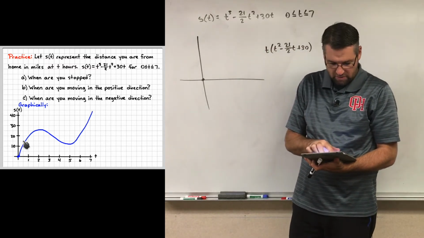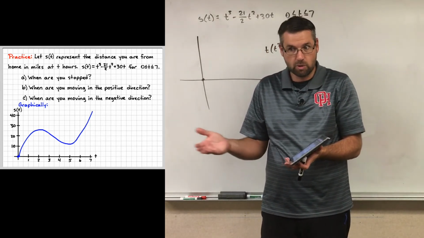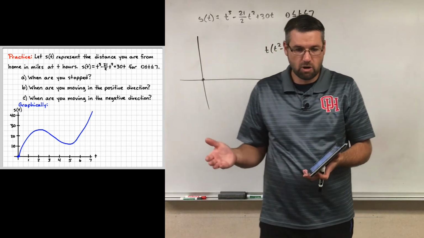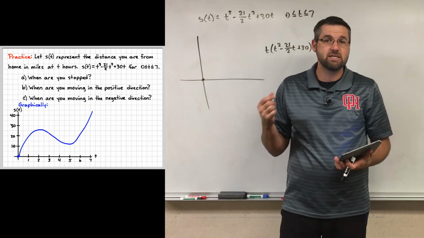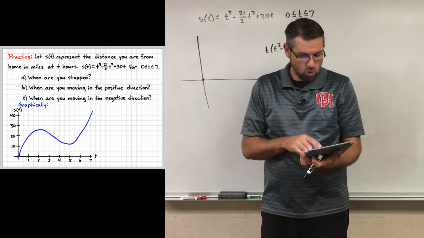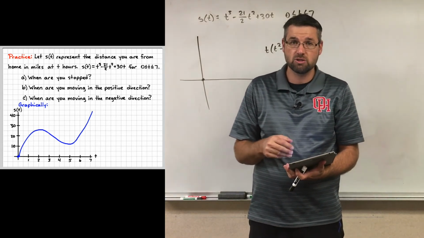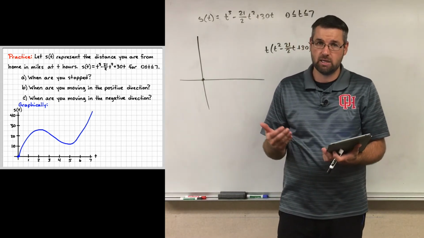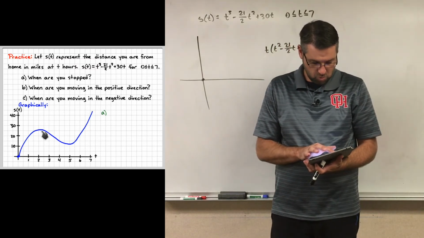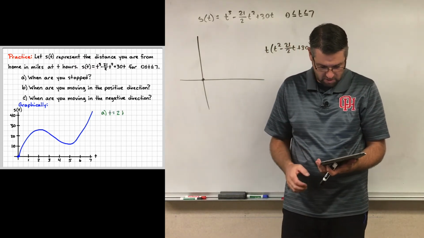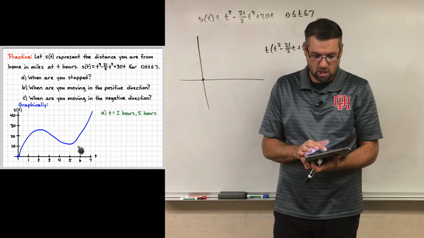And it says, when are we stopped? Well, if this is the position graph, think about when we're stopped. We're stopped when we're not moving. When are we not moving? We're not moving when our velocity is 0. How do I find the velocity? Remember, the velocity is the derivative of position. So I am asking for when the derivative of this graph is 0. In other words, when is the slope of the tangent line 0? And we can see that the slope of the tangent line is 0 at this point here and this one here. So that's going to be when t equals 2 hours and t equals 5 hours, because we have horizontal tangent lines. That's when we are stopped.